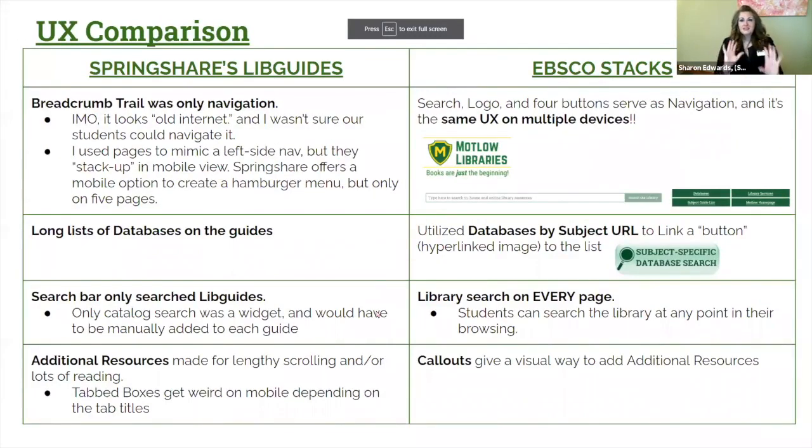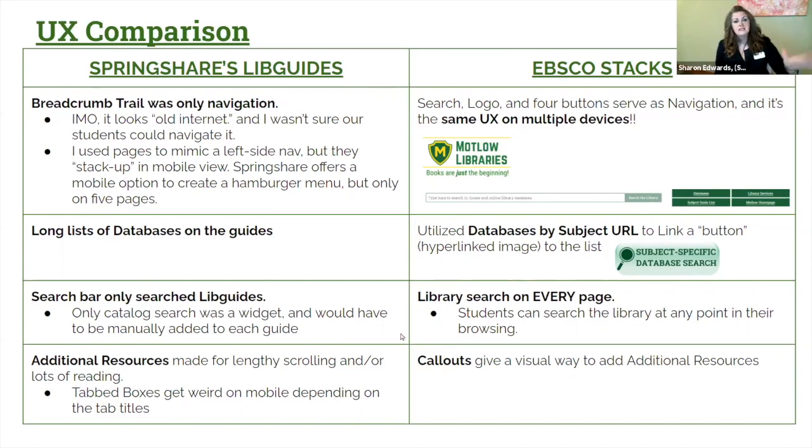So this is basically a comparison. Like I mentioned, the breadcrumb trail was the only navigation, and you can see how I tried to do the left side nav. My favorite feature of Stacks is that this search bar and these 4 buttons travel on every single page. So from any place, you can search the library.